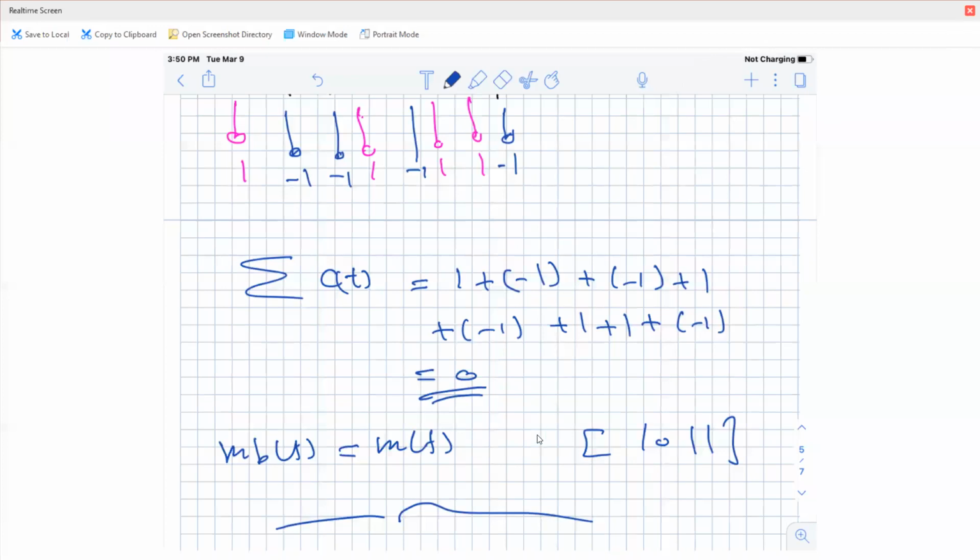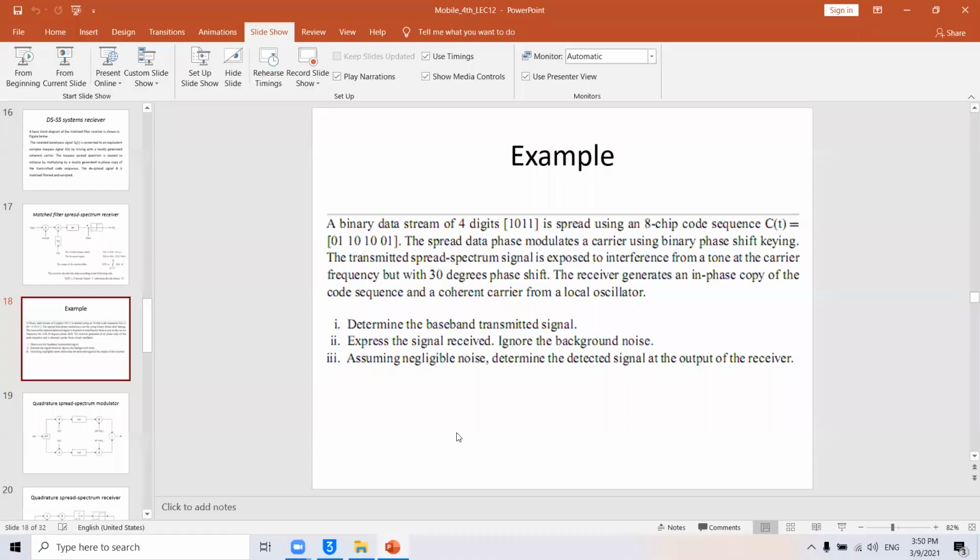Now let us take a rest for about 10 minutes, and we will go back to continue the lecture. Okay, stop sharing.